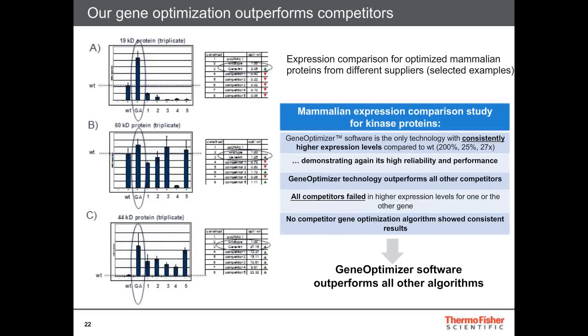And what came out of this study was that indeed our gene optimizer software was the only technology which showed consistently higher expression levels compared to wild-type expression levels, again demonstrating the high reliability of this optimization process on protein expression in vivo. And it was actually the only technology which did not fail, at least for one or the other gene, while our competitors' algorithms actually did fail at least for one or the other gene.